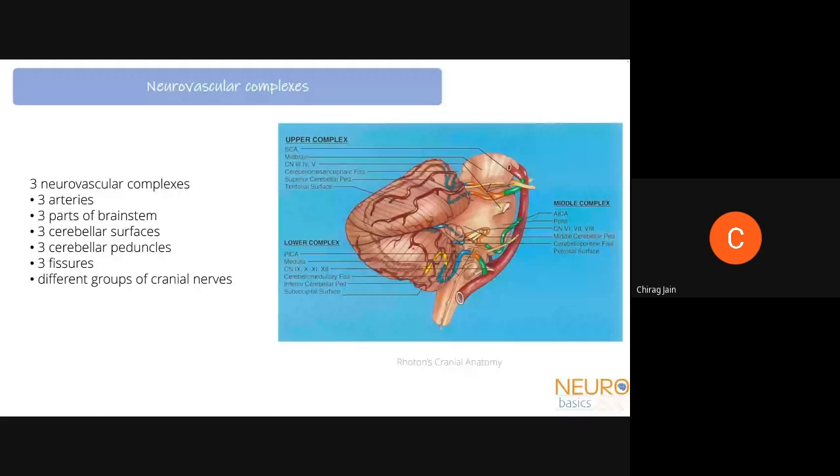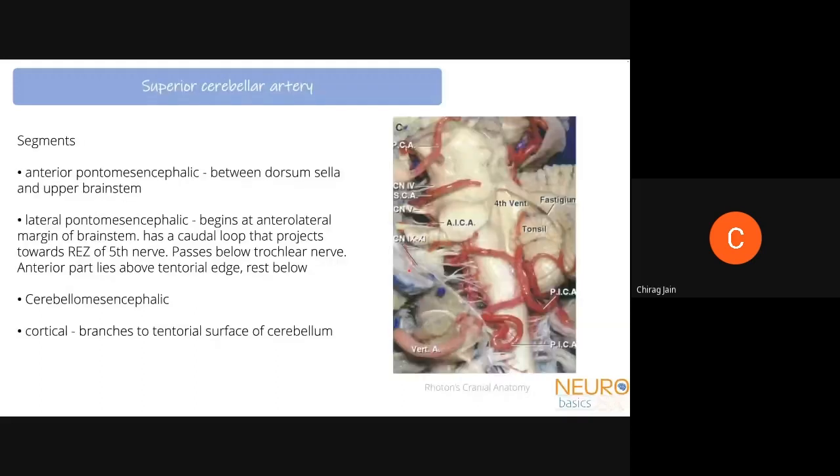So coming to the superior cerebellar artery, there are basically four segments of the superior cerebellar artery after its origin from the basilar artery. There is an anterior pontomesencephalic segment, which is wrapping around the brainstem, and then there's a lateral pontomesencephalic segment. There's no clear-cut margin of how you differentiate these two segments. The lateral pontomesencephalic segment is supposed to begin at the anterolateral margin of the brainstem, after which it will loop down. So this is the lateral pontomesencephalic segment.